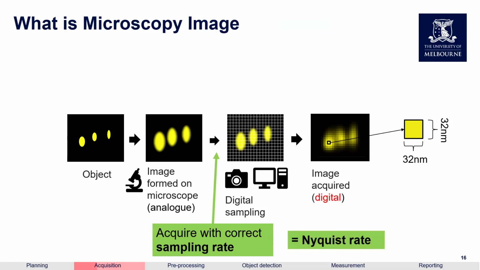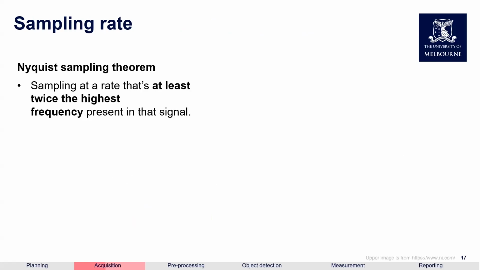To do this correctly, we need to follow the Nyquist sampling theorem. In case you aren't familiar with it, it's pretty much saying that to accurately represent a signal digitally, you must sample it at least twice the highest frequency in the signal, which sounds a bit complicated. So what does that actually mean?